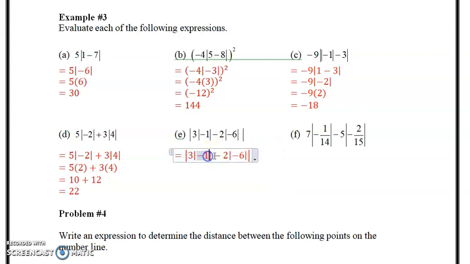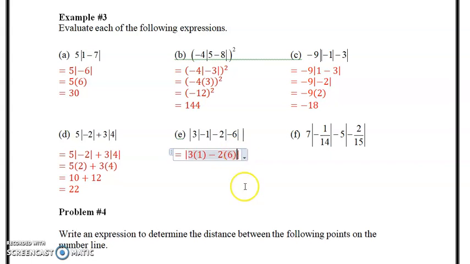So the absolute value of 1 is going to be 1, positive 1. So we change that to multiplication, 1. And the absolute value of 6 is going to be multiplied by positive 6. And next what we'll do is we'll multiply these. We get 3 minus 12. And that will be the absolute value of negative 9. And that will give us the answer of 9.